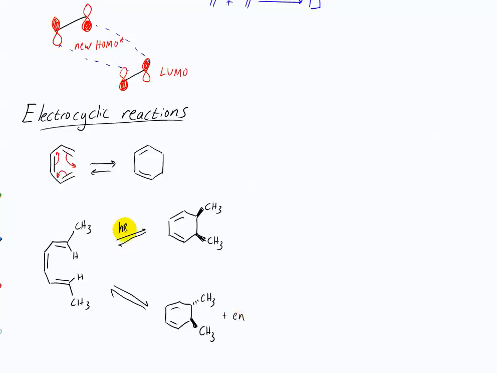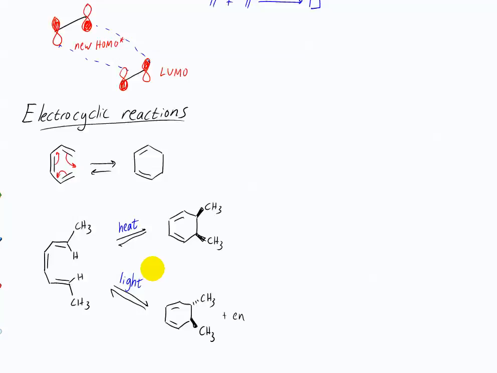And as it turns out, you can control which product you get. So the first product comes about when you heat it up, and the second product comes about when you expose it to light. So you can imagine maybe what's going on here. One's going to use the ground state HOMO, the regular HOMO, and the other one's going to use the excited state HOMO that we've just talked about.